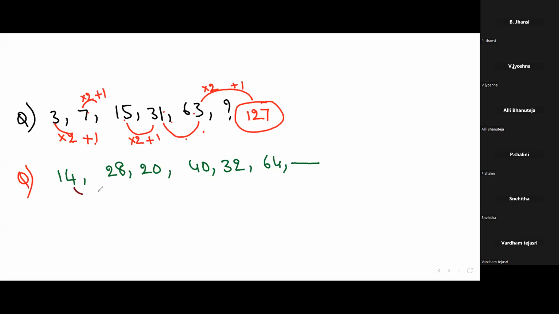First, we are going for into 2, 14 into 2, 28. Next, it is minus 8. Again, 20 into 2, 40. Minus 8 is 32. Again, into 2 is 64. So next should be minus 8. So 64 minus 8 is how much? Yes, fantastic. 64 minus 8 you want.